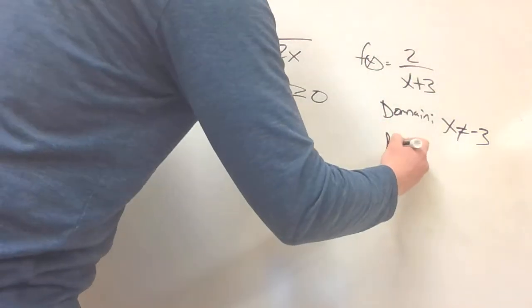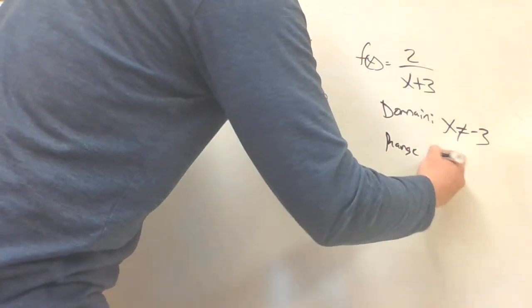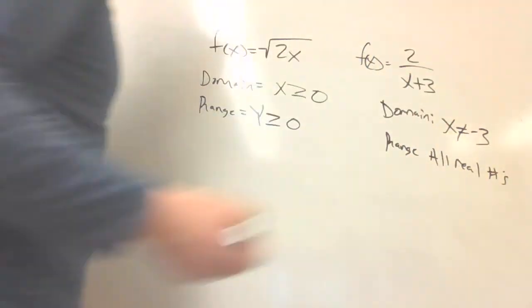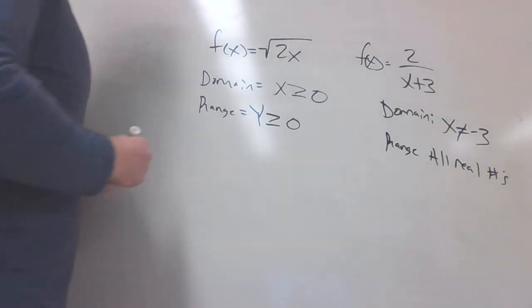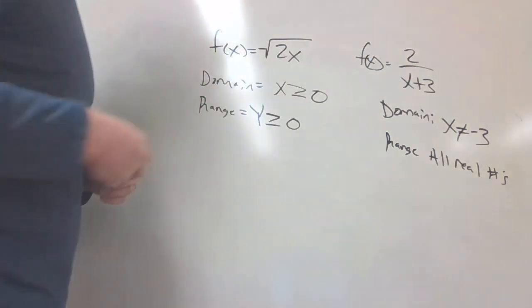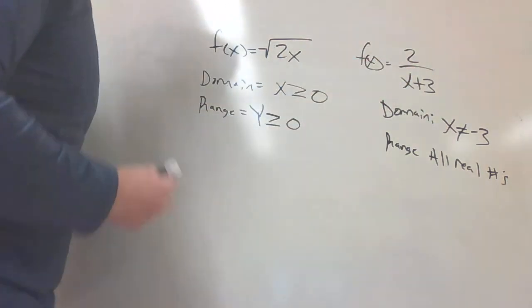And your range is going to be all real numbers, because in the case of this fraction, you're not constricted to anything. It can be any negative number, any positive number. This can also equal 0 if it needs to, because it's allowed to. But just the rule of fractions, you cannot equal 0 on the denominator.